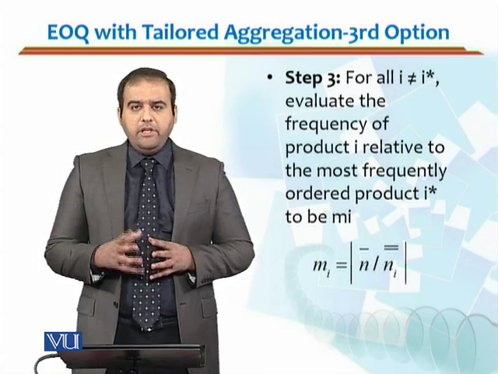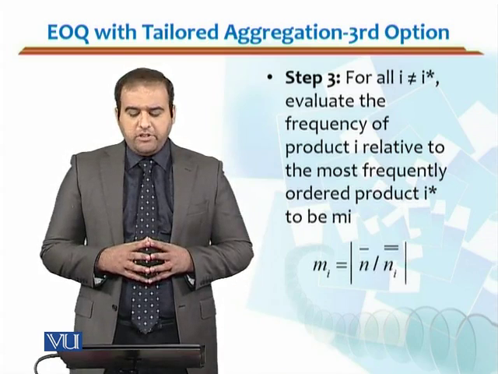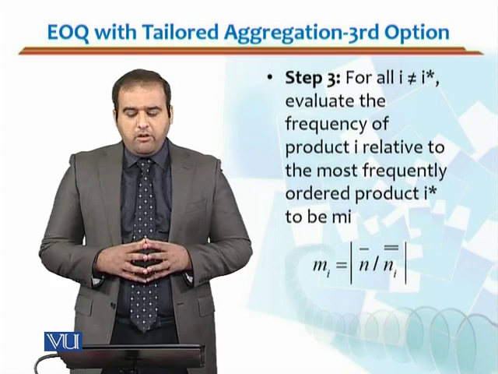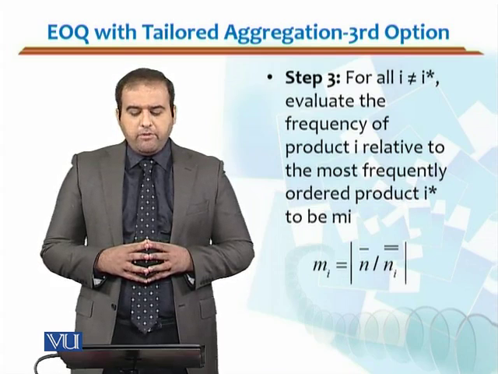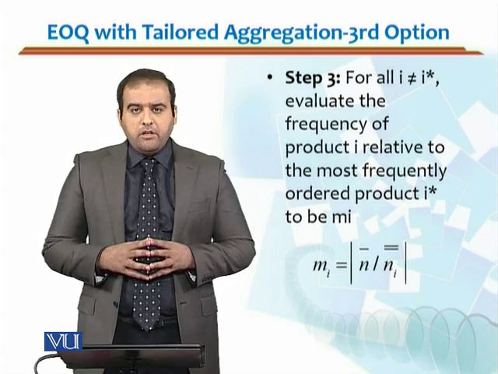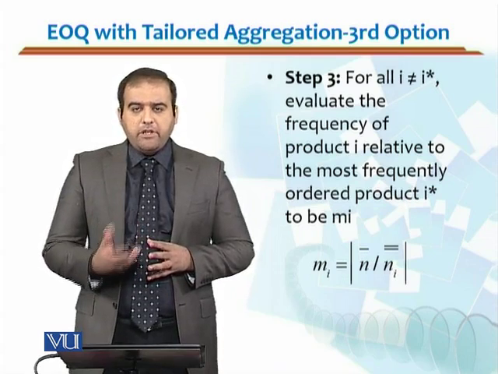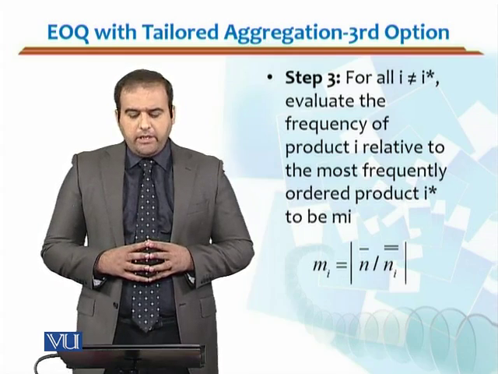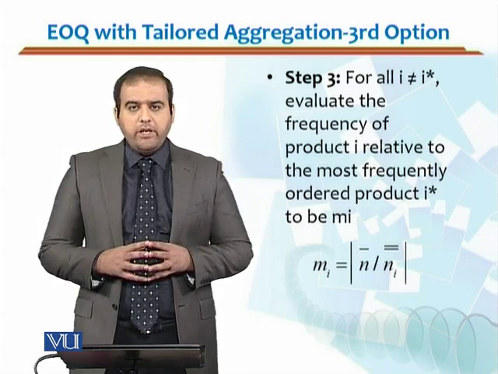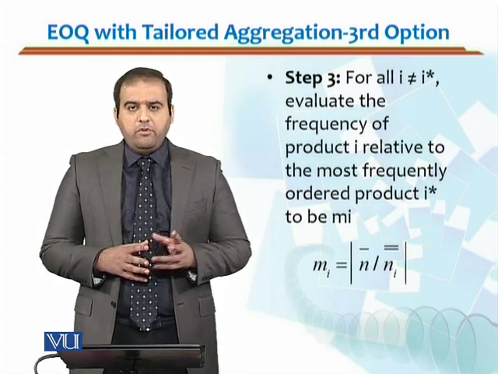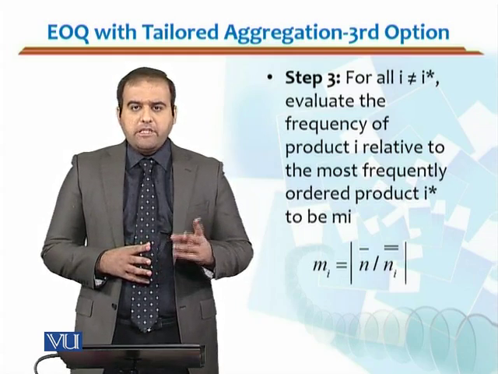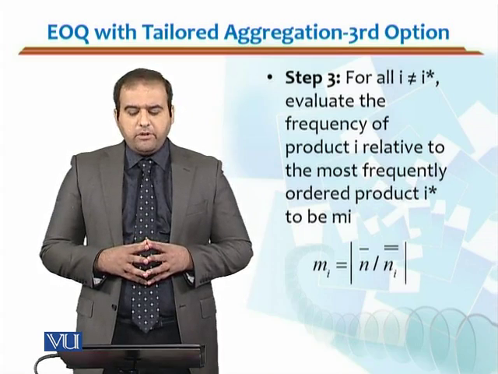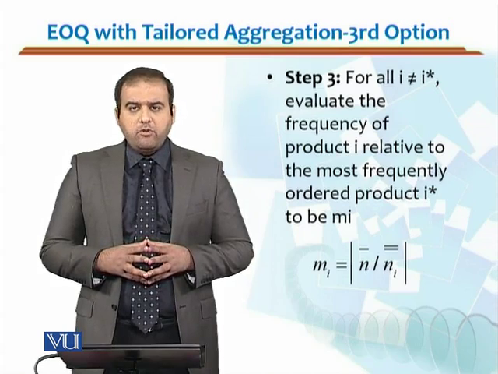Step 3 is a kind of an index, which is represented by M_I. It is to evaluate the frequency of a product relative to the most frequently ordered product, whose frequency is the highest, like in our case it is 10. Against that, you have to find a ratio. That would be N bar over N double bar. Those two are the order frequencies we have evaluated in step 1 and step 2, we will go through that, and we will call it M_I.